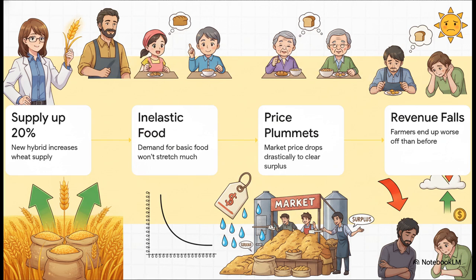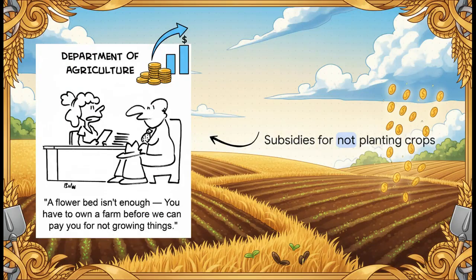And that brings us to step 4. Because the price drop is so severe and the increase in sales volume is so tiny, the farmer's total revenue actually falls. That massive technological breakthrough literally left them poorer. And the thing is, because competitive farmers have to adopt the new technology just to keep up with everyone else, they collectively trap themselves in these lower revenues.